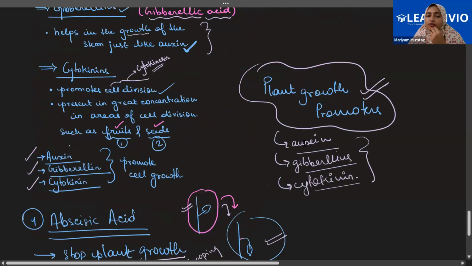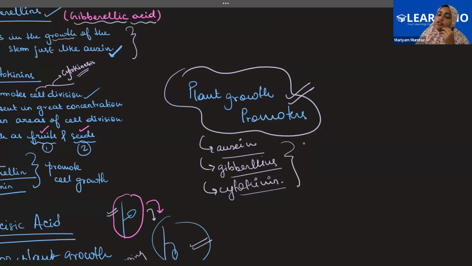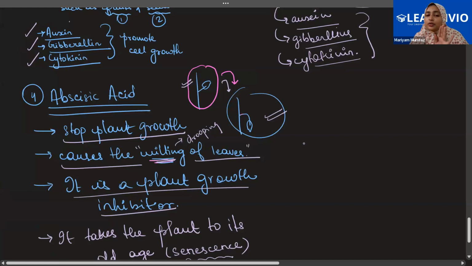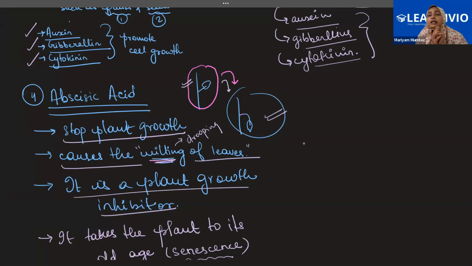So all in all, auxin, gibberellins, and cytokinins, these three hormones, are the plant growth regulators, or you can say promoters, right? They are causing the growth of the plant. They are making the plant grow taller and everything. But abscisic acid is a plant growth inhibitor. It inhibits the growth of the plant. It inhibits cell division and everything.